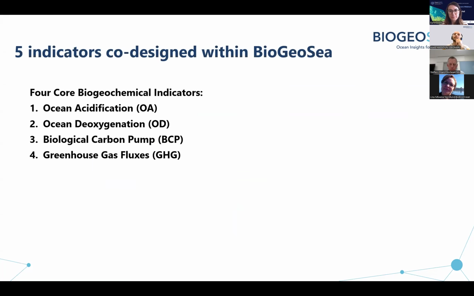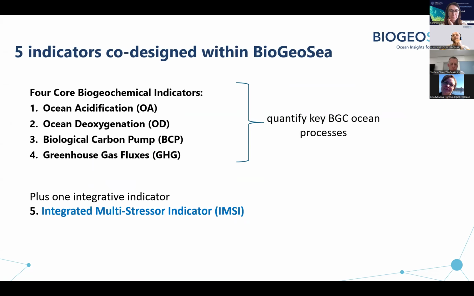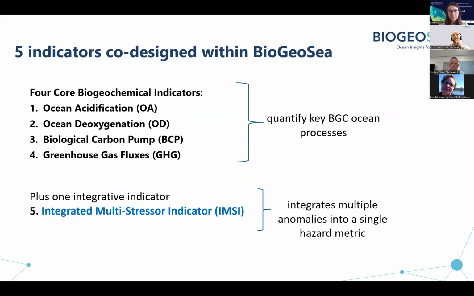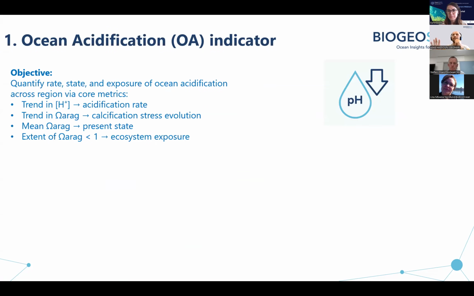The 5 indicators co-designed within BioGOC are mainly related to 4 biogeochemical phenomena: ocean acidification, ocean deoxygenation, biological carbon pump, and greenhouse gas fluxes. But we are also working on something more, which is an integrated multi-stressor indicator. I will not detail the formulations and the mathematics behind it, just give a brief documentation of what we are doing.